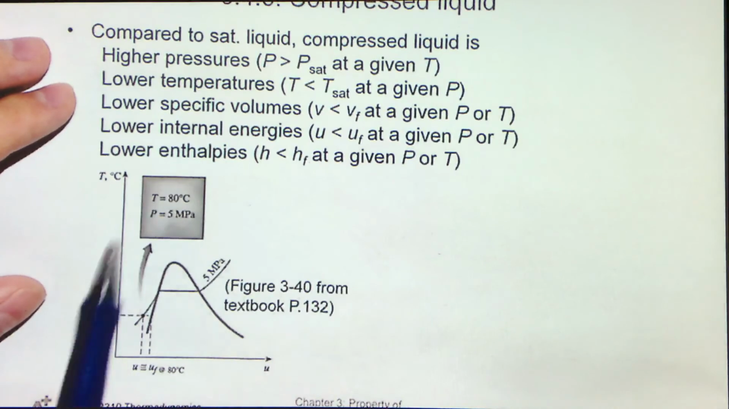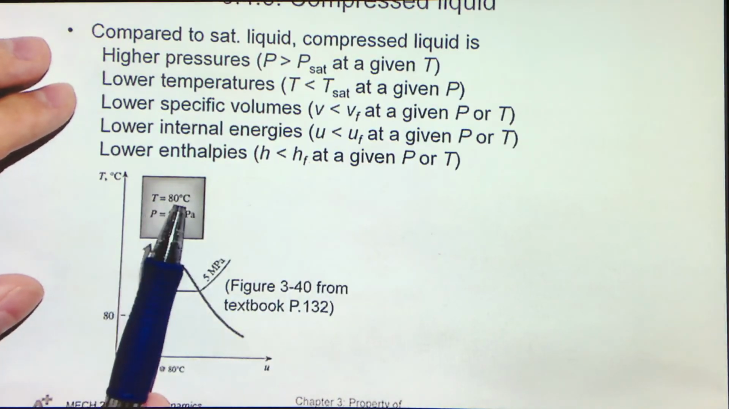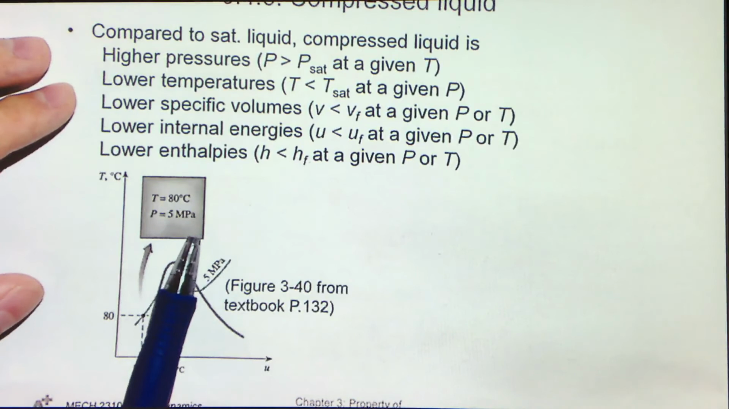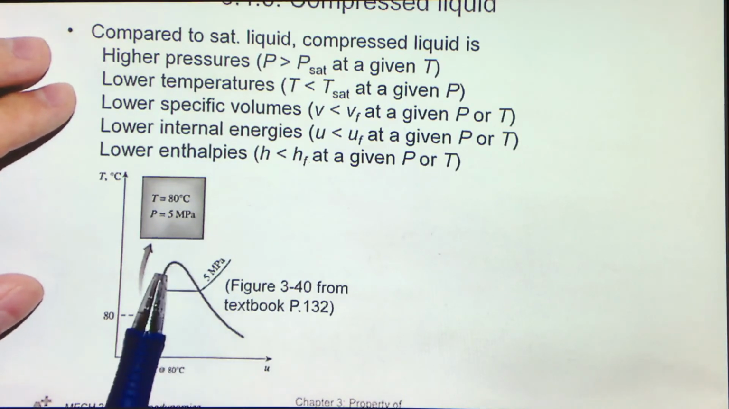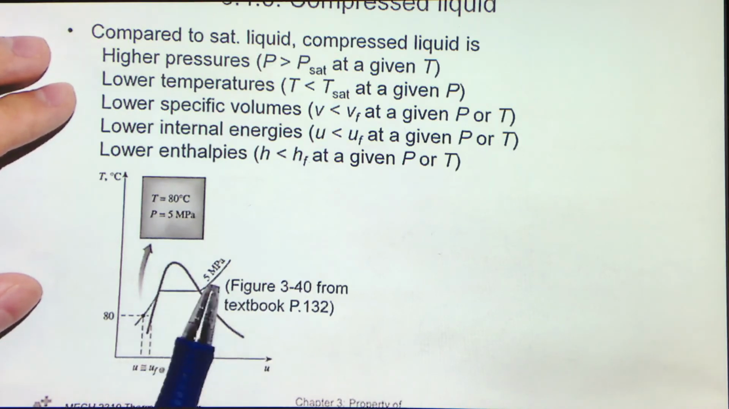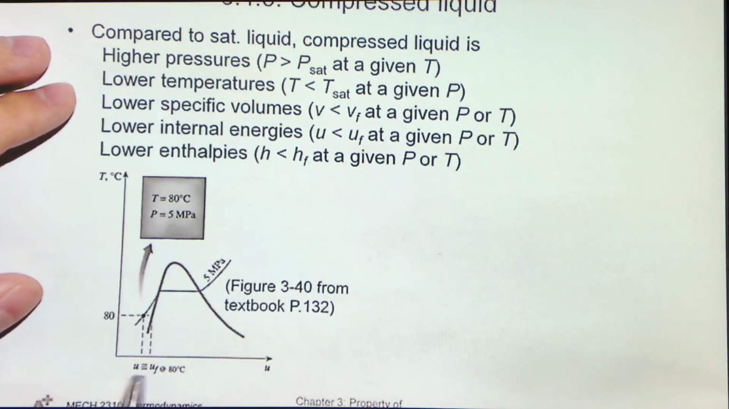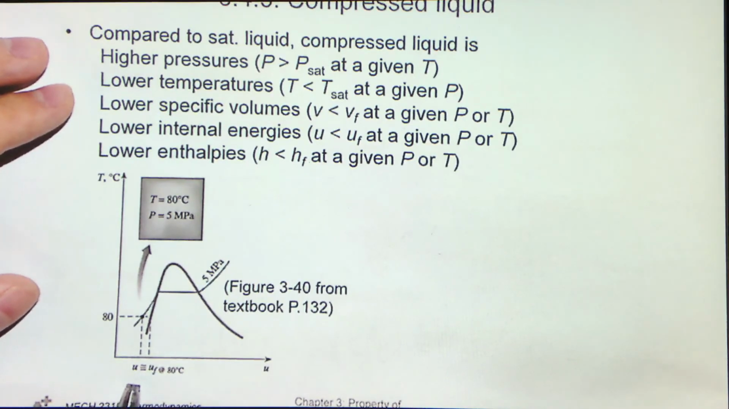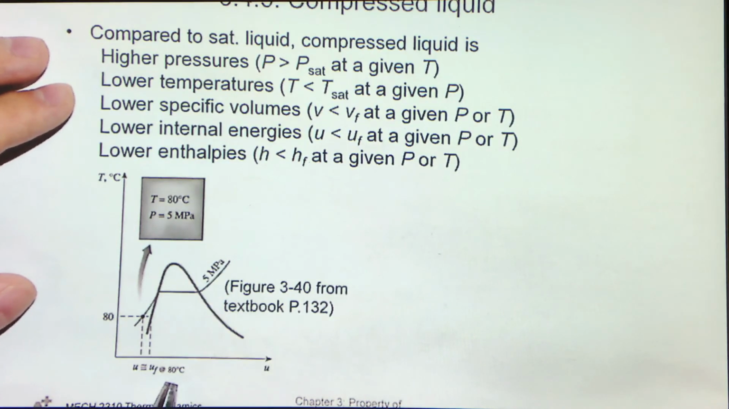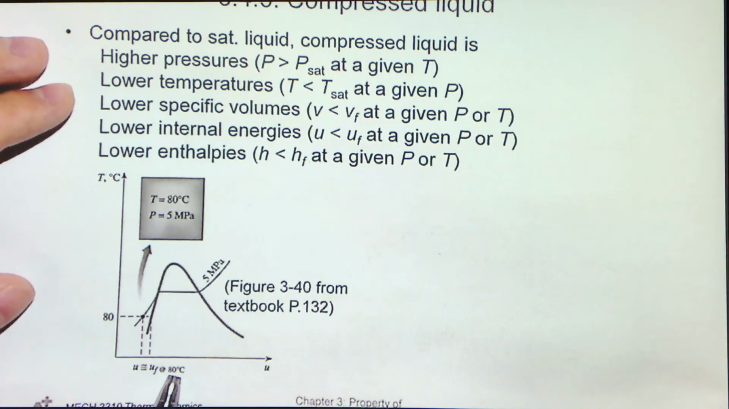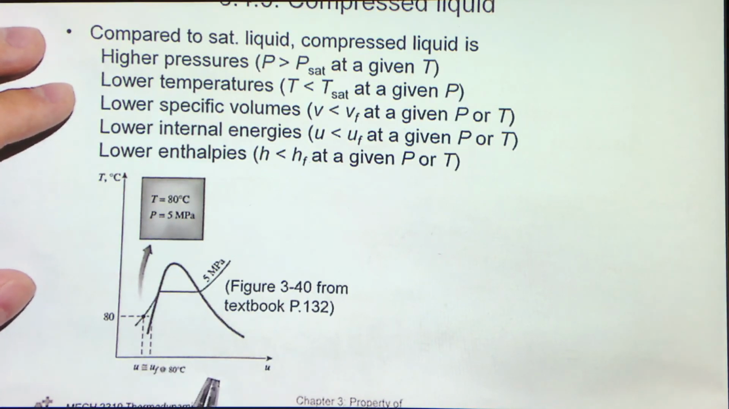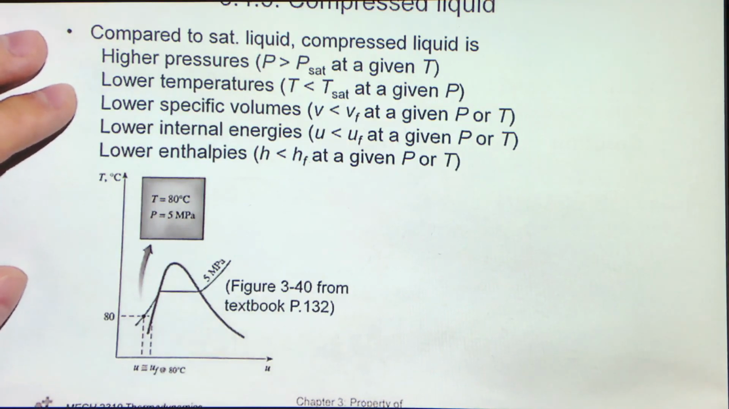And this is the diagram for the temperature equal to 80 degrees C and the pressure at 5 megapascal. We will see that for water, it will be in a compressed liquid state. So we will get this value at 80 degrees C at this pressure, and then you can find this internal energy, which is approximately equal to u_f at 80 degrees C. Remember, you need to go to the temperature table to find this value at 80 degrees C. Don't go to the pressure table, otherwise you get an erroneous value. So let's see an example to see how we can solve problems involving compressed liquid.